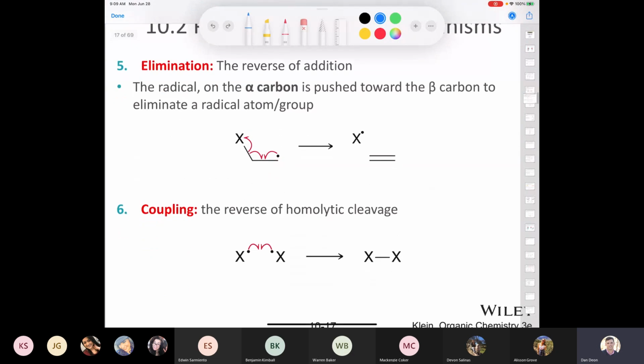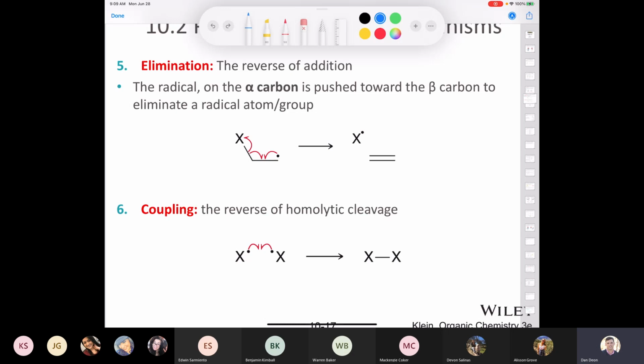The next one is an elimination, which is really just the reverse of the radical addition or the addition to a pi bond. So this is where the radical on an alpha carbon is pushed towards a beta carbon to eliminate a radical atom or group. So let me get into some terminology here.